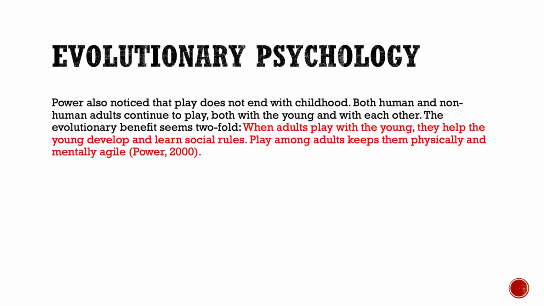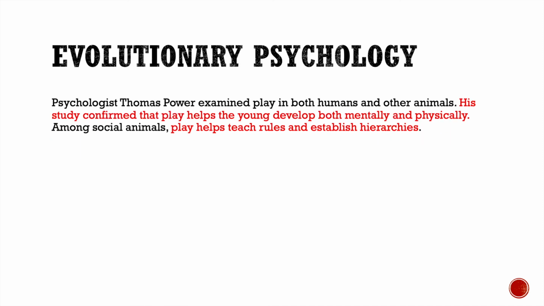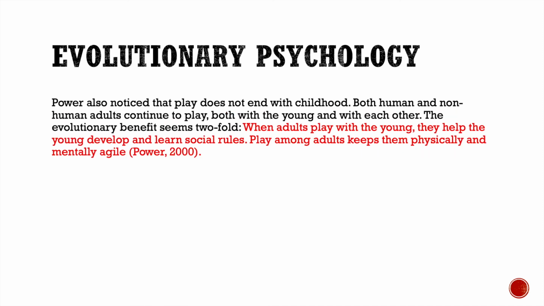So who's in charge? That's what a hierarchy is: you have somebody who is above somebody else. Thomas Power, who did this study, also noticed that play does not end with childhood. Both human and non-human adults continue to play, both with the young and with each other. The evolutionary benefit seems twofold.